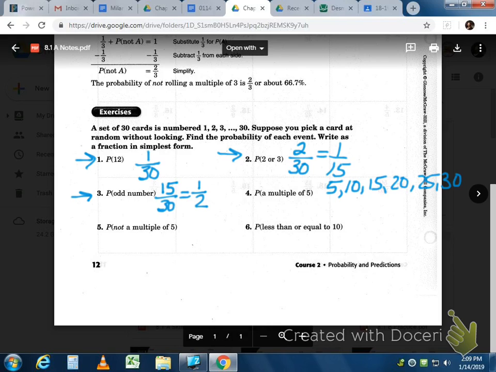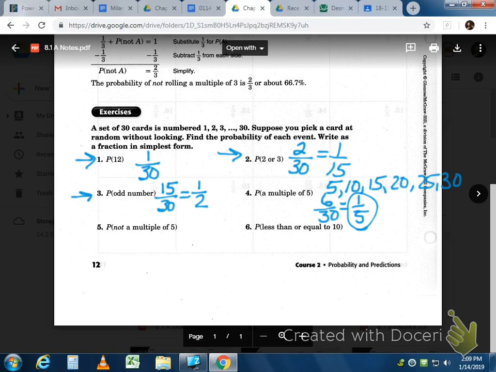How many are there then? Count how many numbers you told me. How many numbers are there? 6. How many cards are in the whole deck? 30. So does 6 over 30 reduce, Reese? Yes, it does. 1 over 5. So the probability of getting a multiple of 5 is 1/5.